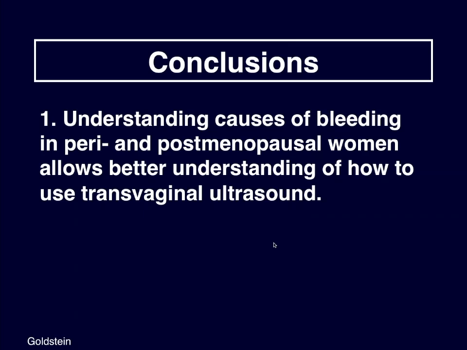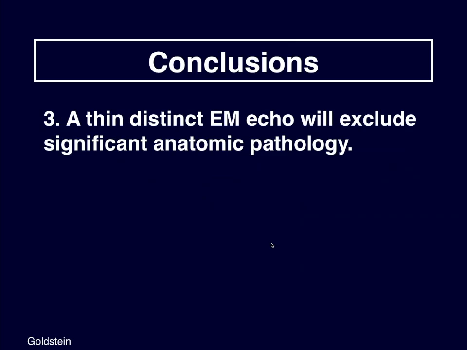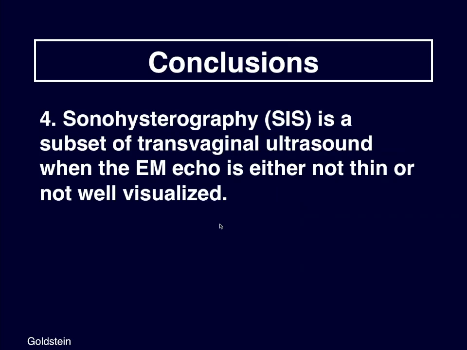So, in summary, we talked about understanding the causes of bleeding in perimenopausal and postmenopausal women and how that allows us to better understand how to use our transvaginal ultrasound. We talked about the great divide between anatomic and non-anatomic pathology. We talked about how a thin, distinct endometrial echo excludes significant anatomic pathology. That sonohysterography, or SIS, is a subset of transvaginal ultrasound when the echo is either not thin or not well visualized.